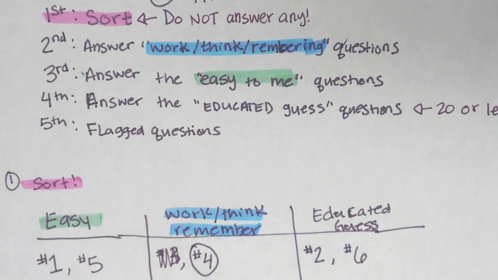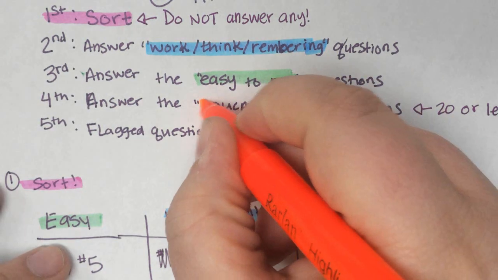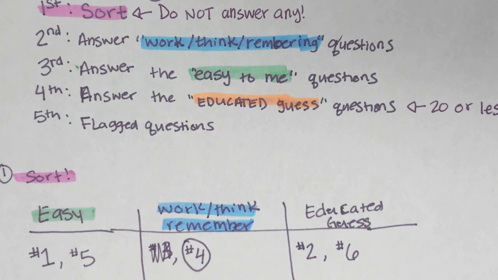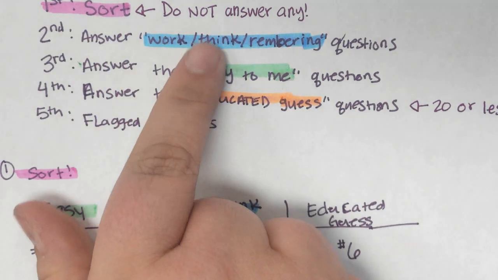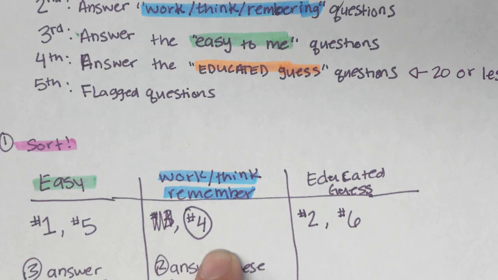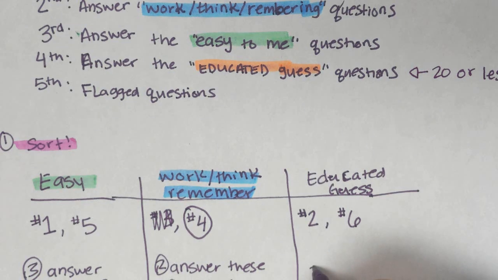You're going to do the questions that were an educated guess. Okay, the second time you went through the test, we did those questions that took a little bit of brain power for us to go back and remember things about. This column for educated guessing is a really difficult part of the test. So the fourth time we're going through the test, we answer our educated guesses.